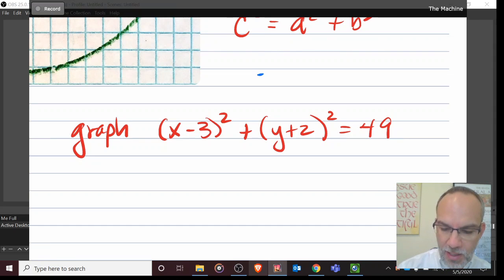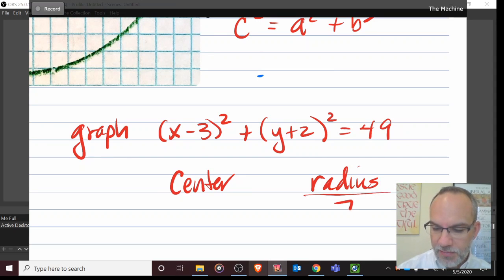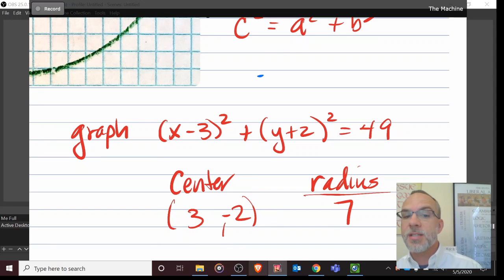So what do I need? I need a center and I need a radius. The radius is easy, 7. What's the center? It's an ordered pair. It's going to be 3, negative 2, right? Because you go by x minus the h, and so the h is positive 3 in this case. All right, so 3, negative 2.